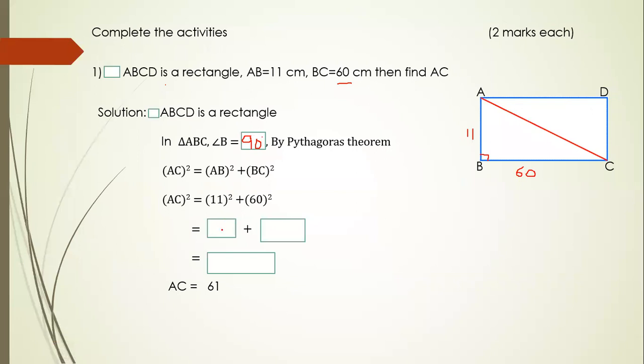So what will be the next step? You can see here 2 boxes are there. The next step will be squaring of these numbers, right? So what is the square of 11? The square of 11 is 121. Plus sign copied as it is. And what is the square of 60? It is 3600, right?